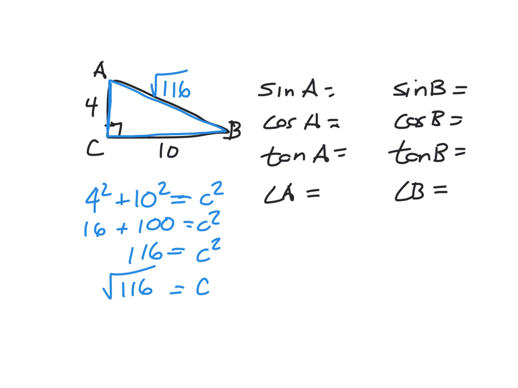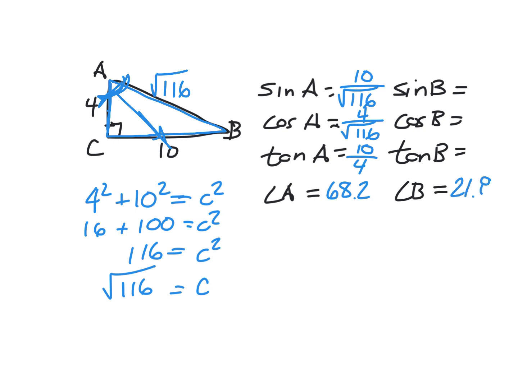Sine of A, angle A, opposite of A is 10. So it's 10 over the hypotenuse, which is the square root of 116. Cosine of A, adjacent, next to, 4 over the square root of 116. And tangent of A is opposite over the adjacent, which is 10/4. I do tan inverse of 10/4, an angle of about 68.2 degrees, which makes this one 21.8. Got to add up to be 90.